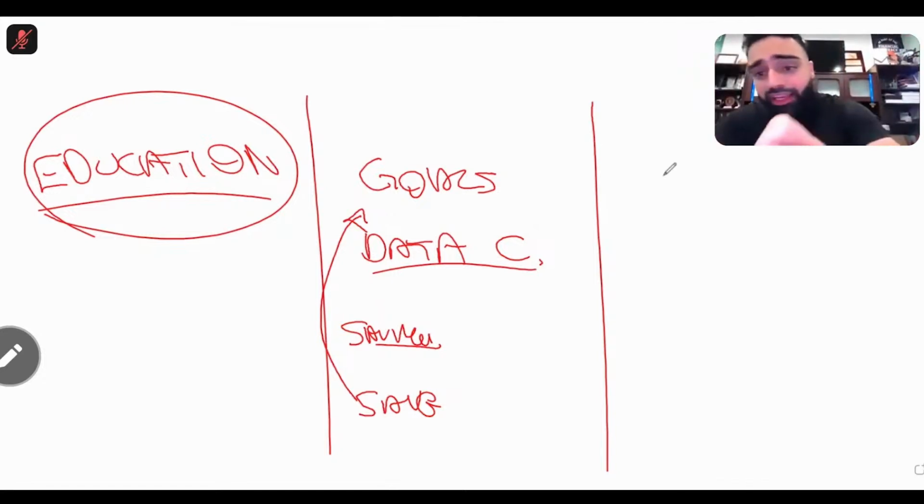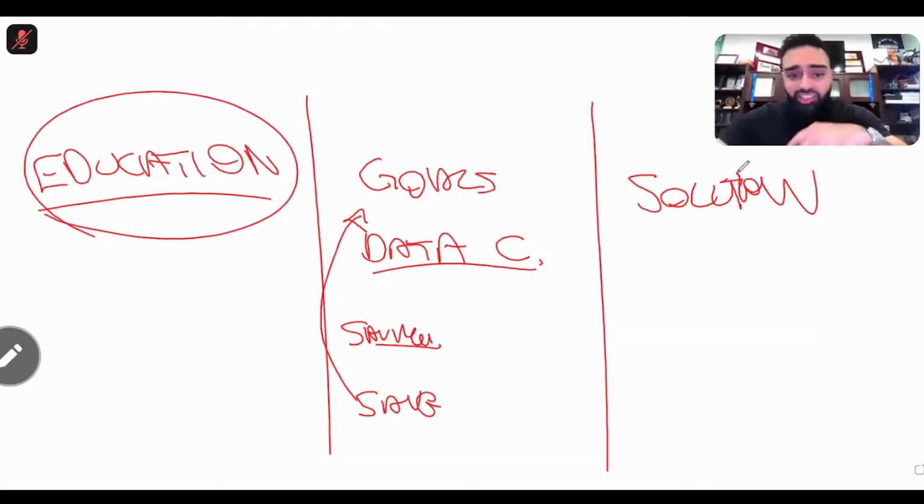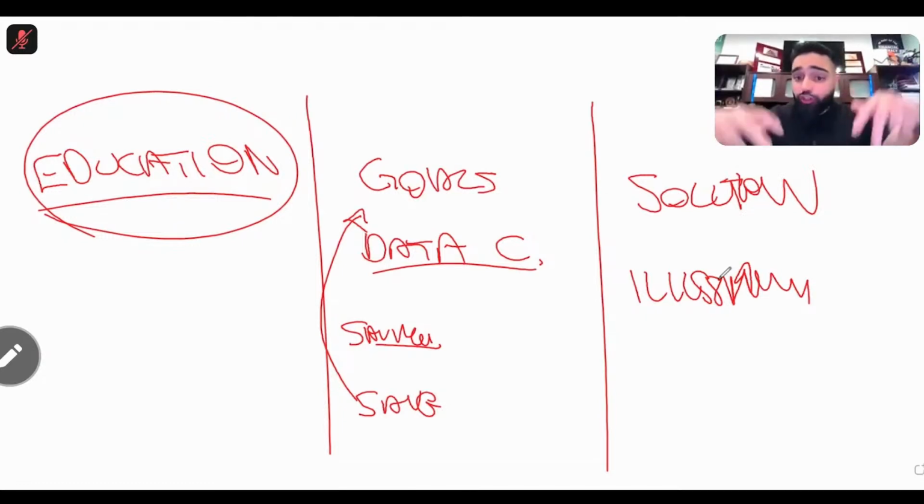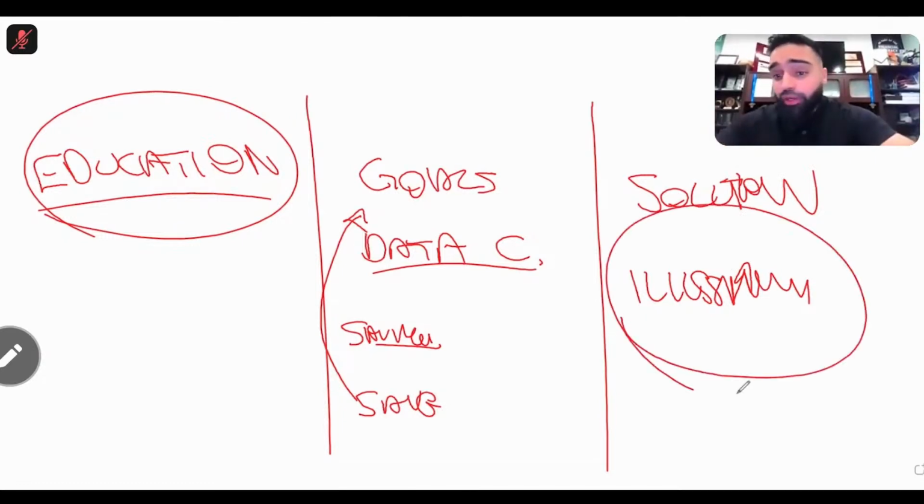And then what we do is we come up with a solution for that family, and that solution is called an illustration. We're going to look at an illustration for that family. What I'm going over today is actually this step right here: how do you run an illustration, and also how do you explain it in a very simple manner? So I want you to write that down in your notebook. Step number 1, education. Step number 2, their goals and the data collection. And step number 3 is a solution, which is our illustration.